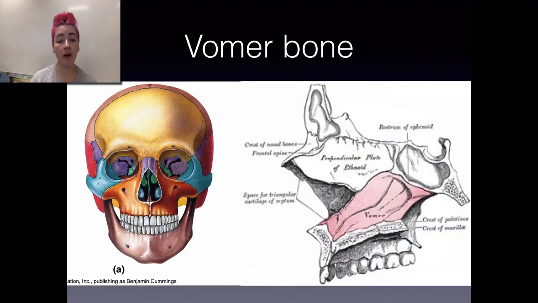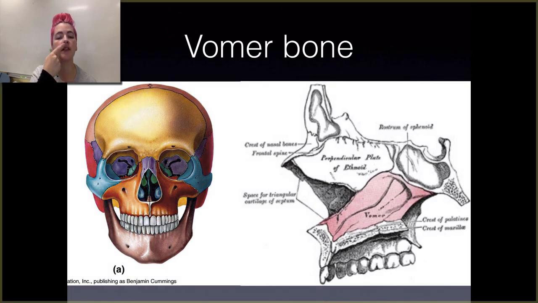Then we have the vomer. The vomer makes up the bottom portion of your nasal septum. So it is this bone here, right on top of the maxilla. Most of it is on the inside of the skull. In this view, it is this small little nub there. But from the side view, kind of split halfway open, this whole bone is the vomer bone, just underneath that ethmoid bone.